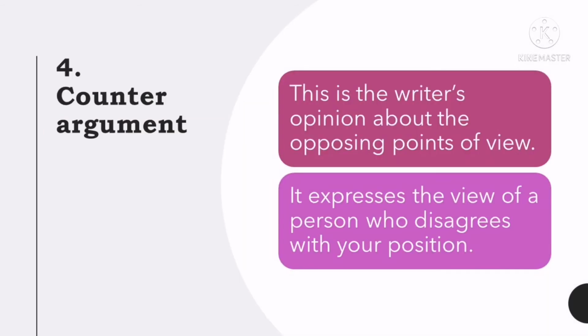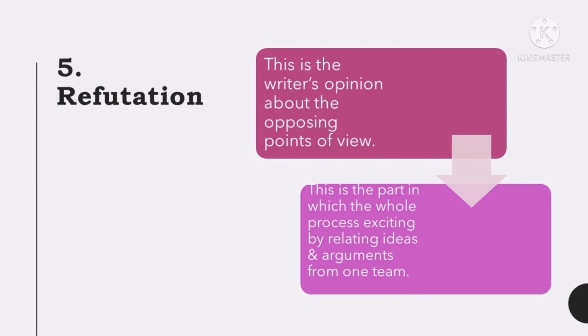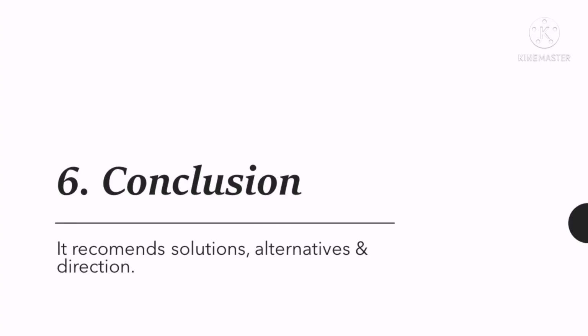The fourth part is the counter argument. This is the writer's opinion about the opposing points of view, and it expresses the view of a person who disagrees with your position. The fifth part is the refutation. This is the part in which the whole process is concluded by relating ideas and arguments from one theme. And the last part is the conclusion, wherein the writer recommends solutions, alternatives, and directions.